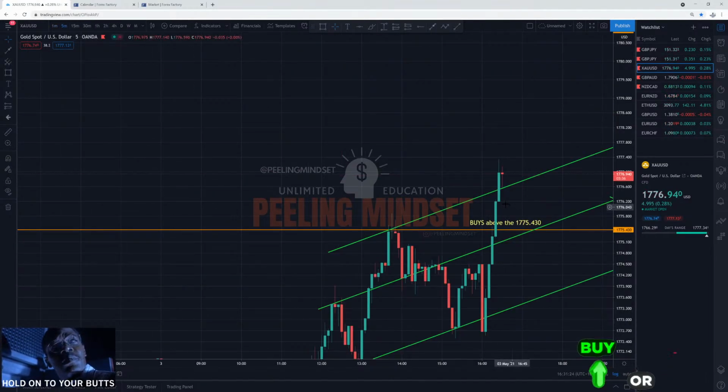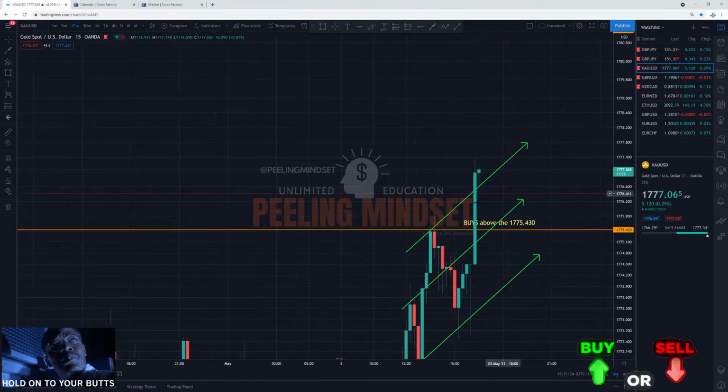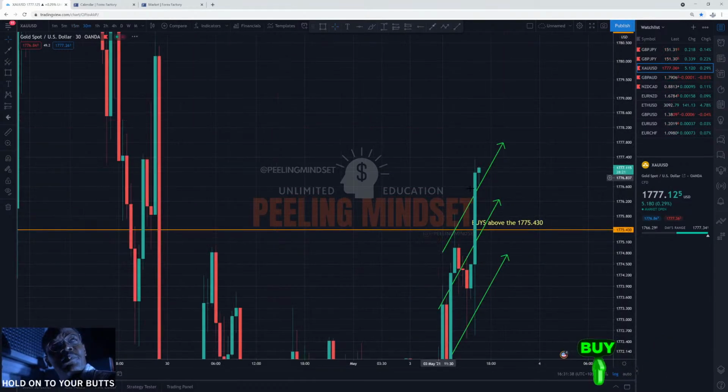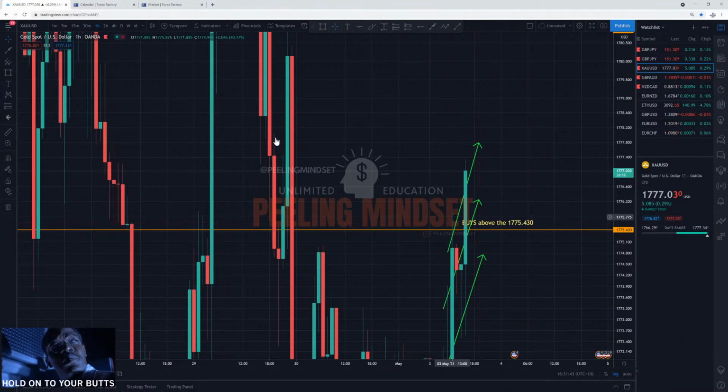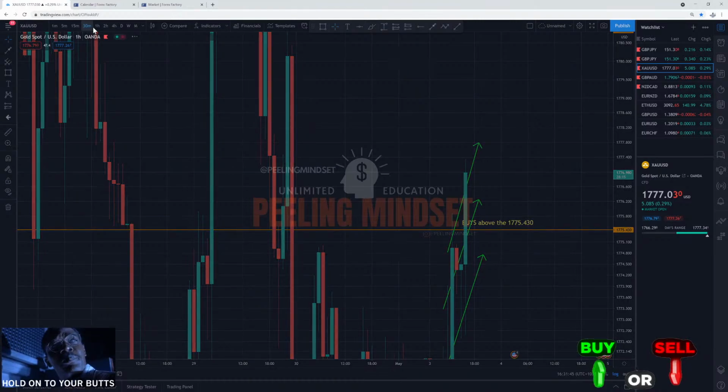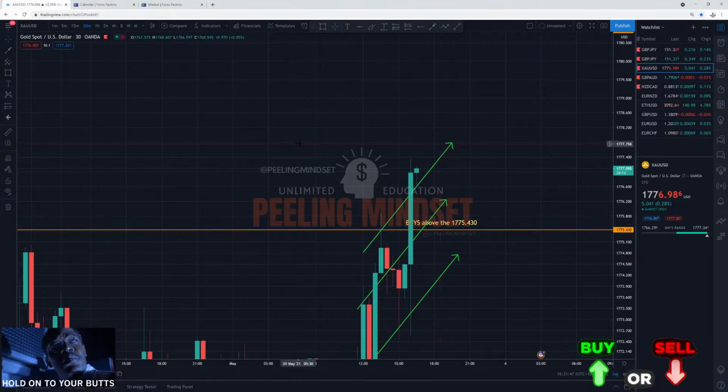So the current 15-minute candle has made its lower wick around 1776.590 level. I mean, that's also a psychological level. So let's see how the price is gonna act here. Is the price gonna continue up? Because I am waiting for a deeper retest.